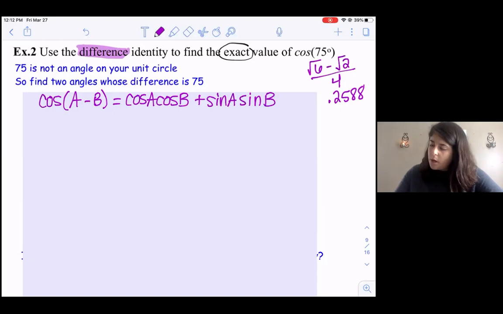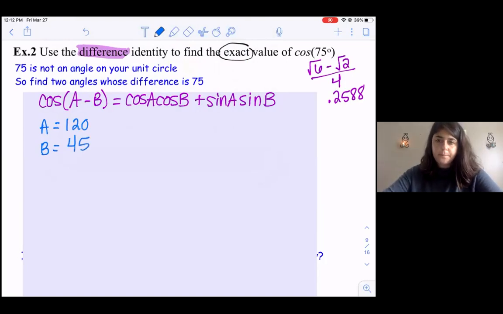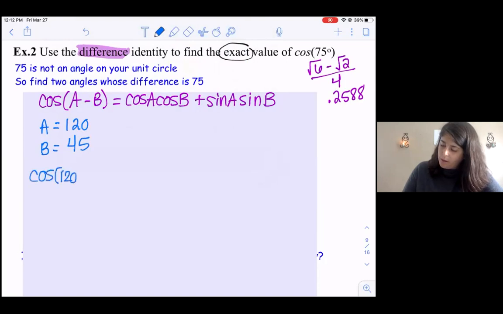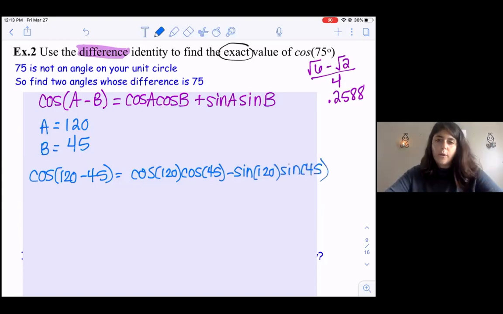So I want to find 2 angles on my unit circle that when I do A minus B, I get 75. I can do 120 as A, and 45 as B. So we've got cosine of 120 minus 45 equals cosine of 120 times cosine of 45 plus sine of 120 times the sine of 45.